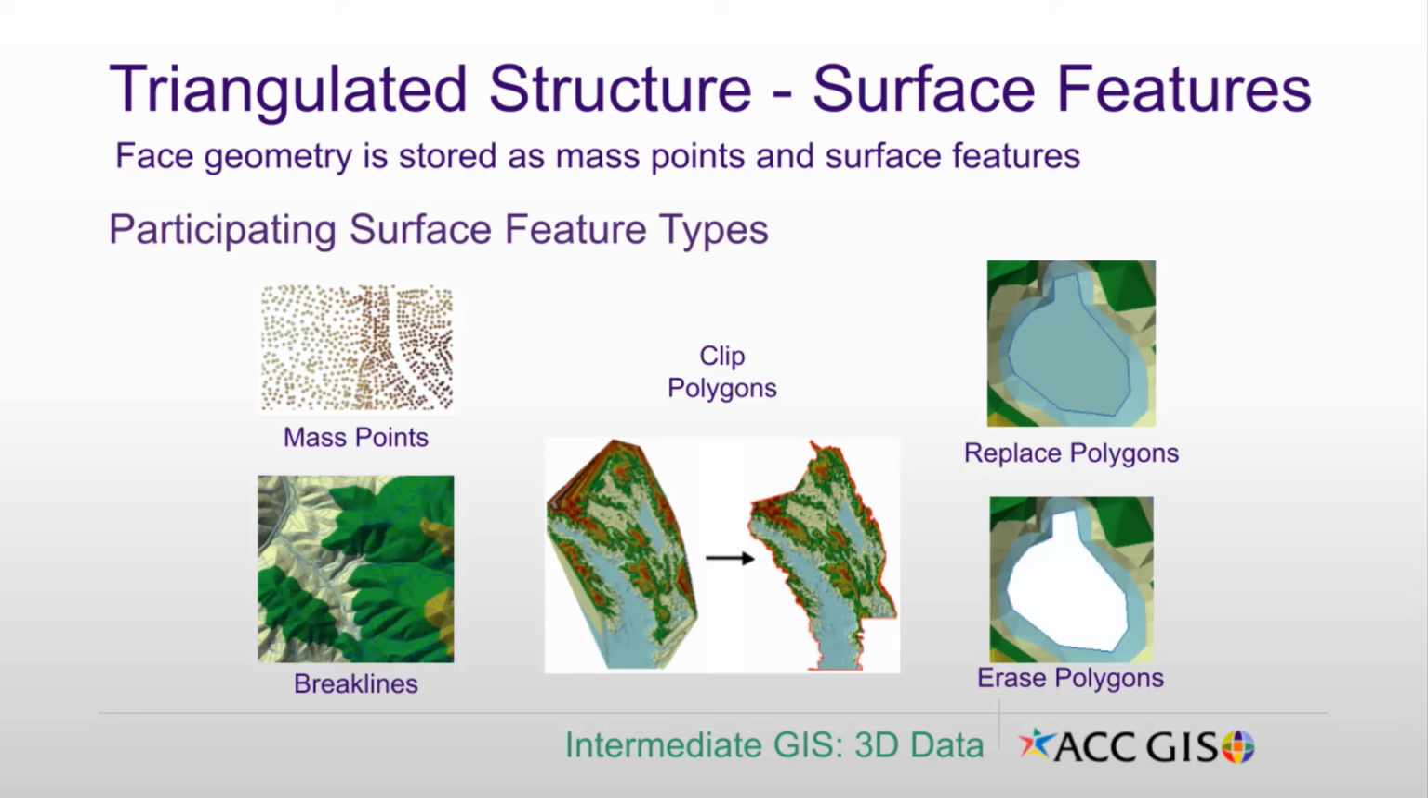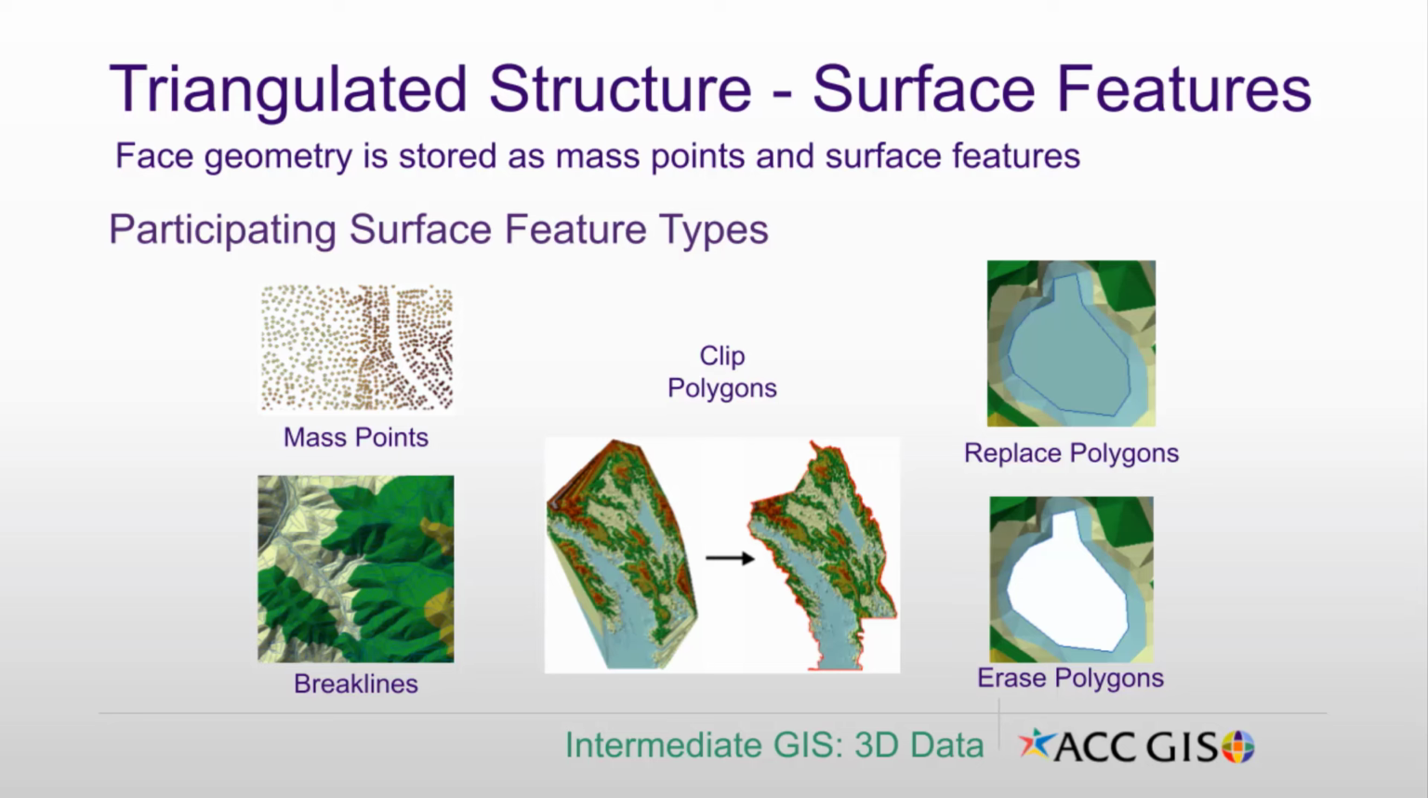Polygons can be used as replacement polygons or erase polygons. Replacement polygons actually replace the triangles with the polygon. And in this example, it happens to be a lake. If you didn't have it, you'd have these kind of long, weird triangles going across your lake surface.